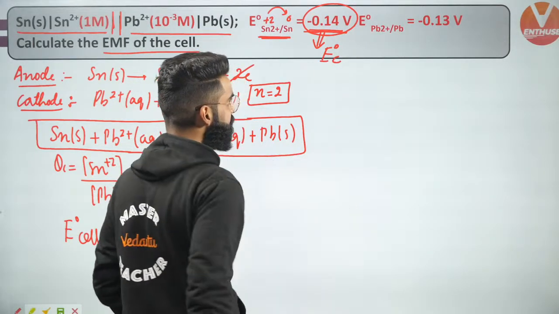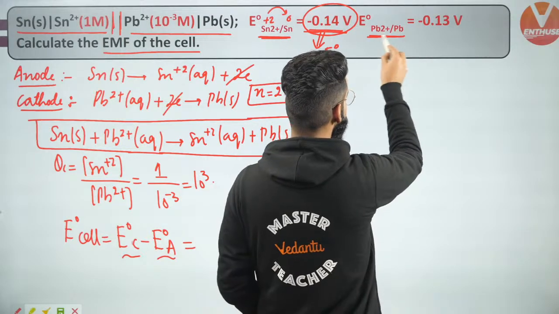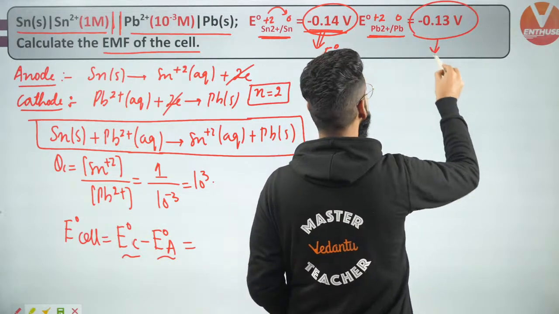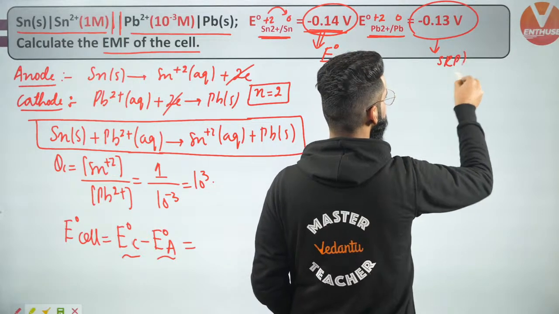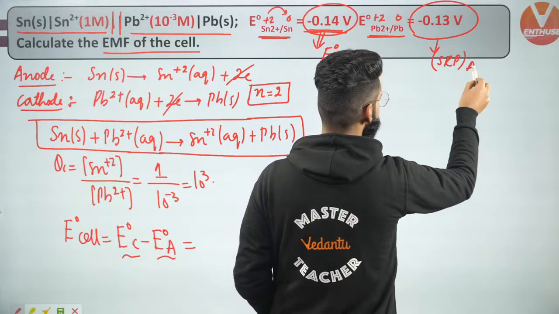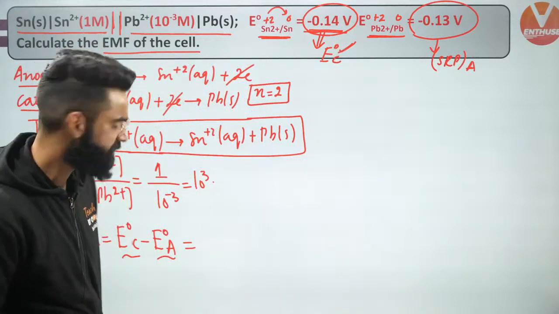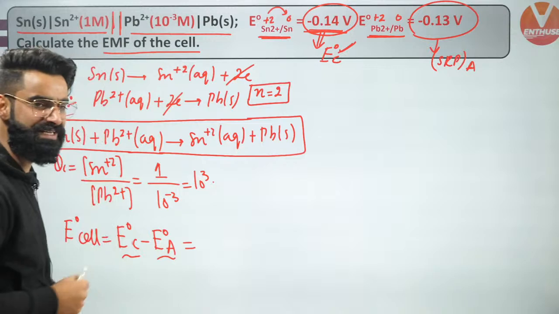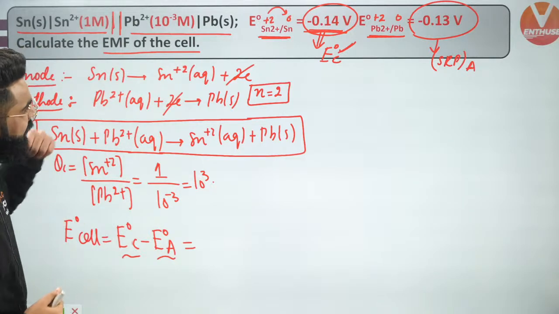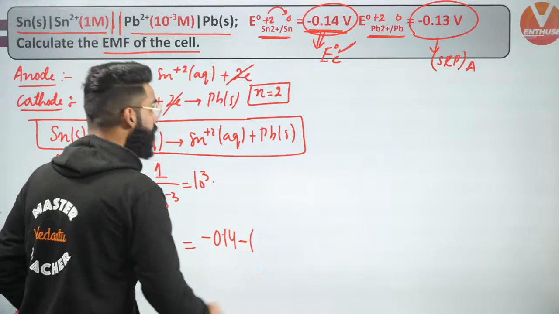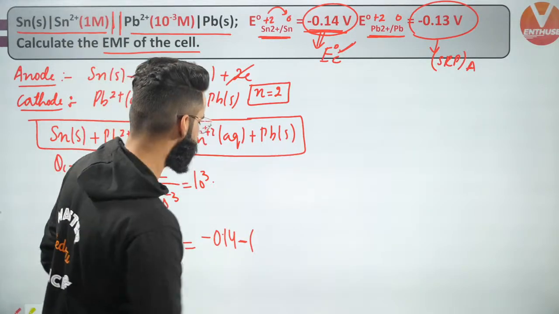E naught cathode, correct? Similarly, is this the standard reduction potential value? Again, plus 2 to 0, reduction. That means this is the standard reduction potential value of anode. This is the standard reduction potential value of cathode. So people, can I calculate the E naught cell, the standard EMF for this cell? Absolutely. E naught of cathode is going to be minus 0.14, minus E naught of anode. E naught of anode is going to be minus 0.13.